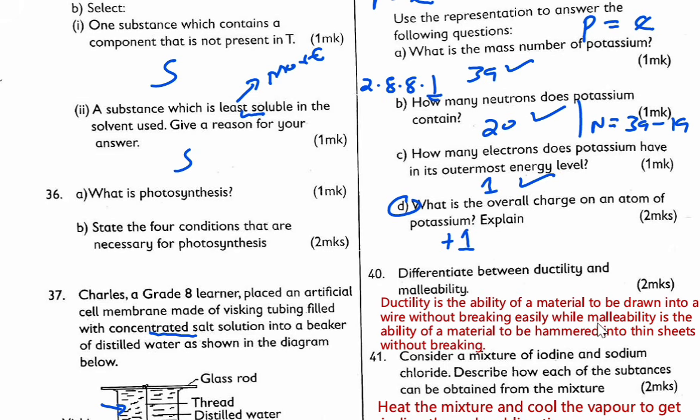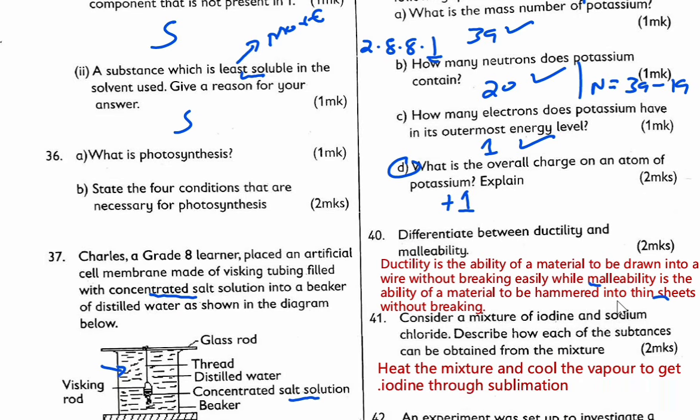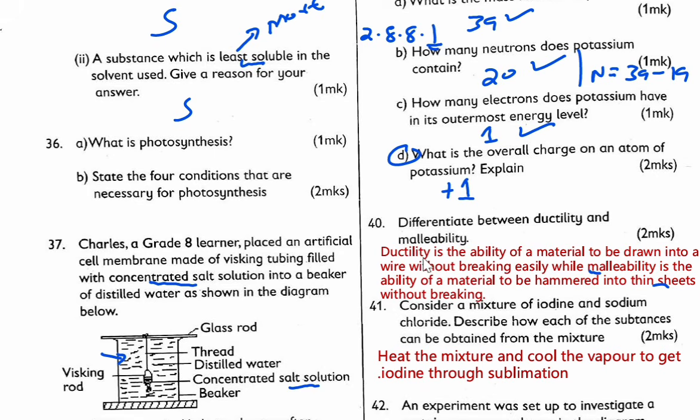So malleability, I tell my students, MA, malleability for mabati. So thin sheets is whereby malleability is the ability of material to be hammered into thin sheets without breaking. So a good example is our rooftops. It is very thin. That is malleability, a property of metal. So MA for mabati. Anyway, you continue to 41.